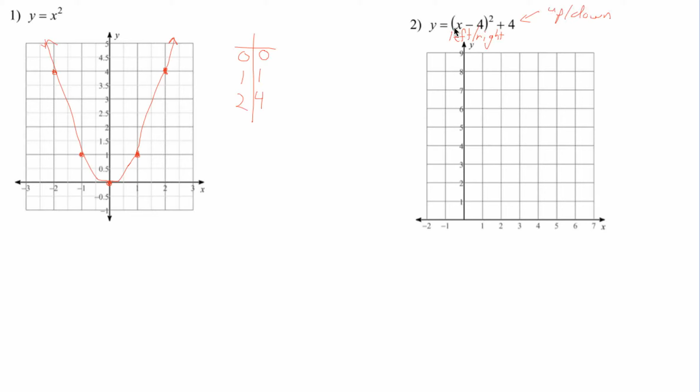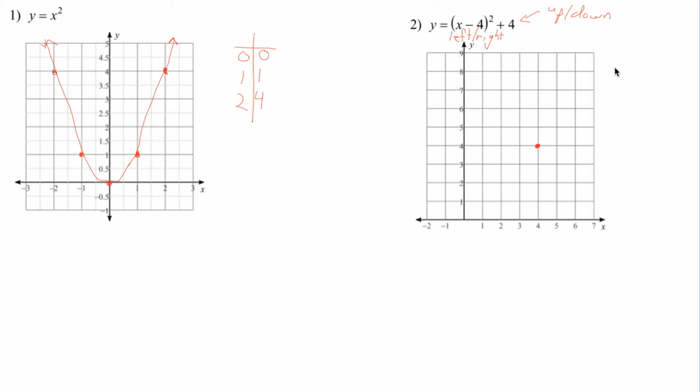The left or right, remember what we do is we think what makes this parentheses 0, and a 4 does. So it moves right 4. And then outside it moves up 4 because it's a positive 4. So this one actually moves right 4 and up 4. And we know it's going to be a parabola shape. We could plug in some points, and what we do is we plug in points close to the x value of our vertex.